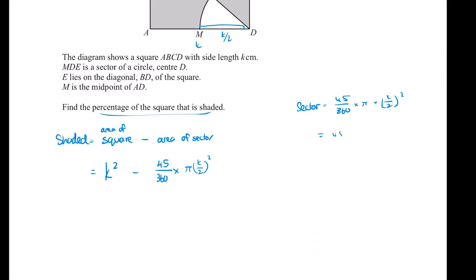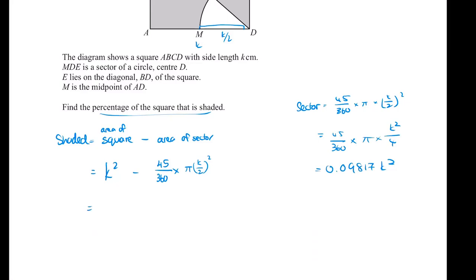So we get 45 over 360 multiplied by pi. Okay, k squared, I'm just going to write it as k squared over 4. So 45 over 360, k squared over 4. So here there's a divided by 4. So I get 0.09817 k squared. So here I get my sector already.